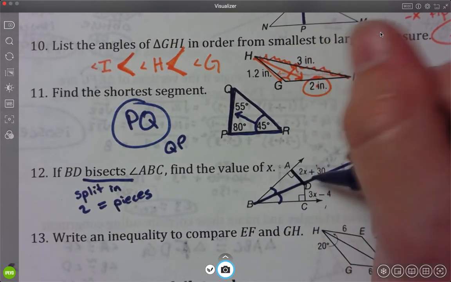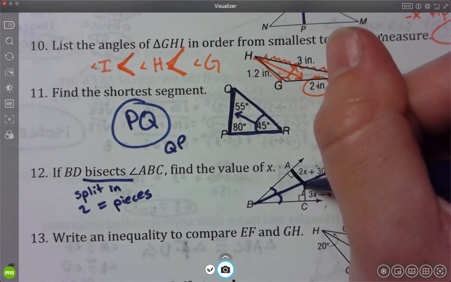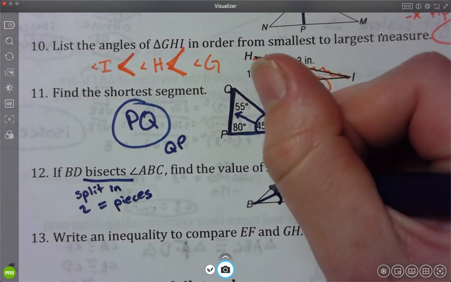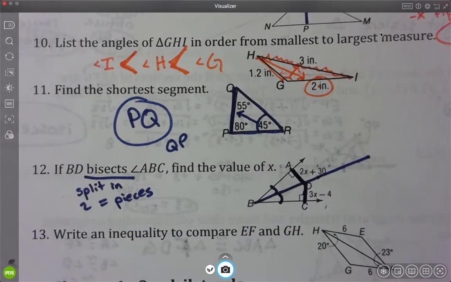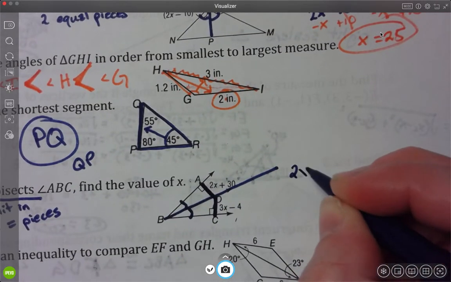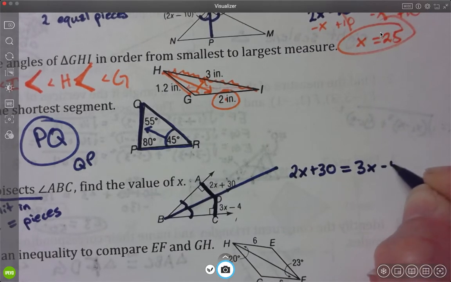Well, this segment right here is what the 2x plus 30 is, and this segment right here is what 3x minus 4 is, okay? If these angles are going to be the same, then their perpendicular pieces there are going to be the same as well. So I can just set those equal to each other. 2x plus 30 will be equal to 3x minus 4.